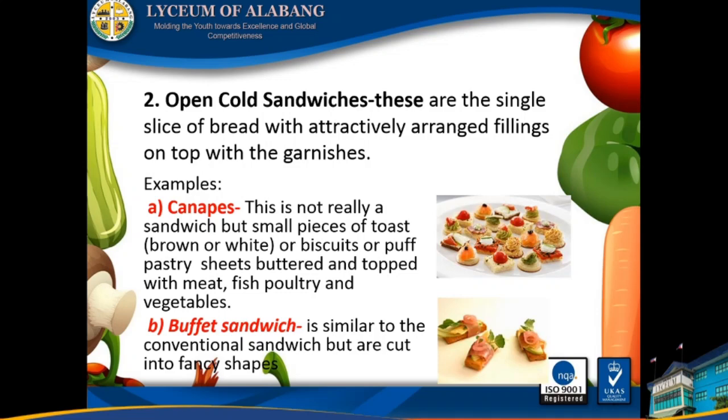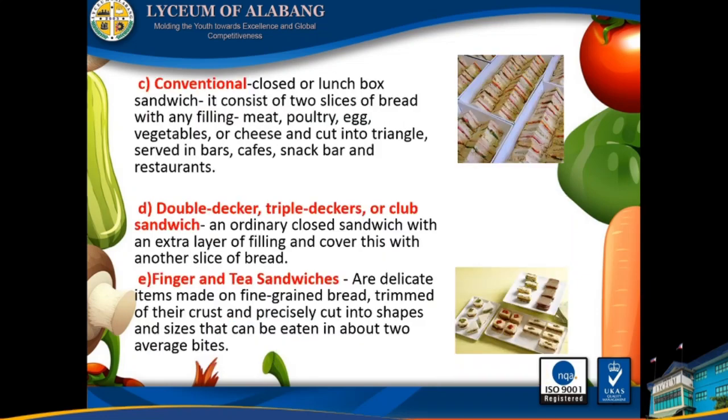Next, buffet sandwich. It is similar to the conventional sandwich but is cut into fancy shapes. Next is the conventional closed or lunchbox sandwich. It consists of two slices of bread with any filling such as meat, poultry, egg, vegetables, or cheese and cut into triangles, served in bars, cafes, snack bars, and restaurants.